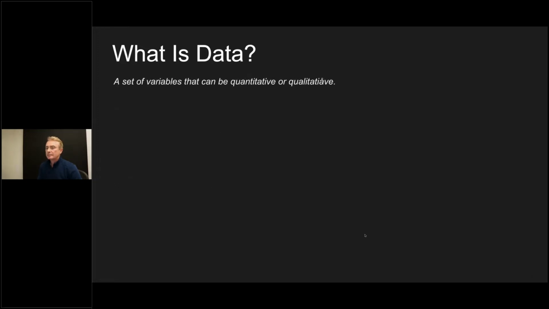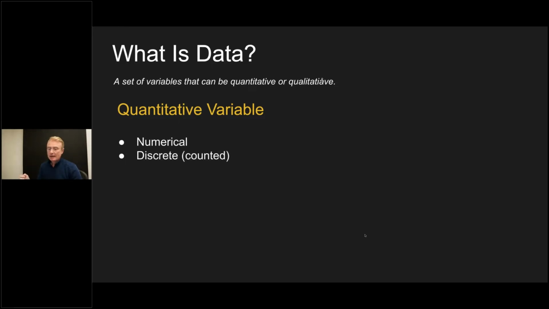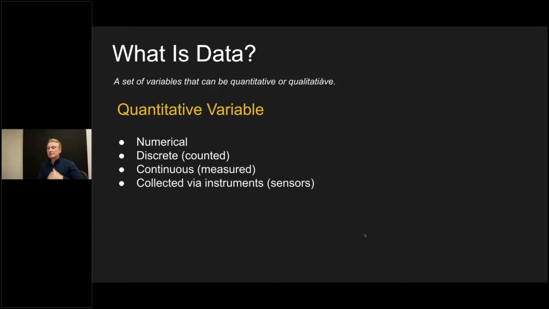So again, what is data? Data is a variable that can be qualitative or quantitative. A quantitative variable is numeric. It may be discrete, meaning you can count it. How many bedrooms? You don't have half a bedroom. You don't have half a person. It's numerical, discrete, it can be counted. And then there are other variables that are continuous, like a person's height, right? It's continuous. There's no discrete value there.